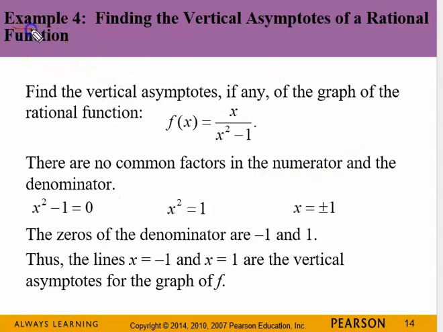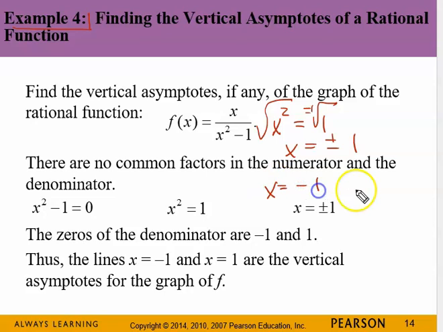In example 4 now, they're going to use a different example, but that's okay. X squared minus 1. Again, if we use that technique, x squared equals 1, take the square root of both sides, we get x equals plus or minus 1. So we see it here. So these lines, x equals -1 and x equals +1, will make up our vertical asymptotes for this function.